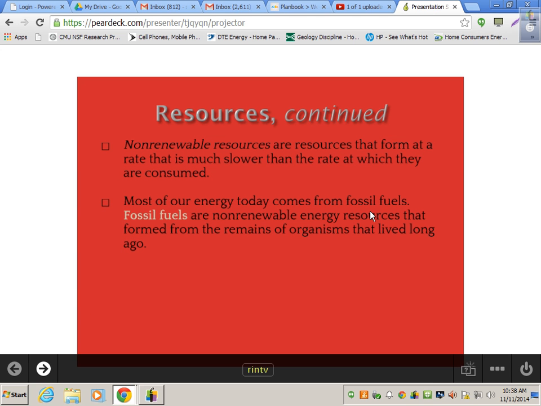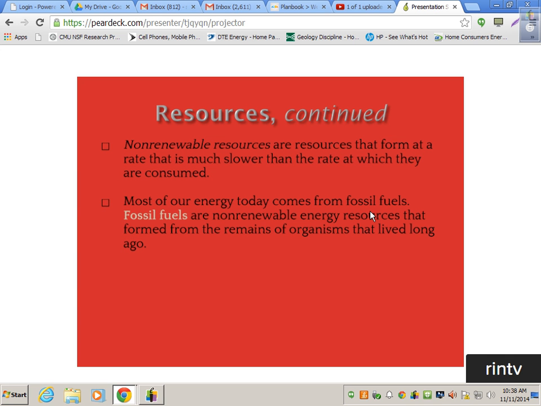So non-renewable resources are those that form at a rate that is too slow, or much slower, than the rate at which they are consumed. Most of our energy today comes from fossil fuels. I'm hoping in like 5 years I don't say that anymore. But most of our energy today comes from these, and fossil fuels are non-renewable resources that form from the remains of organisms that lived long ago. Where do we fight all our wars at? In the middle of a desert, right? Let's think about that place real quick.